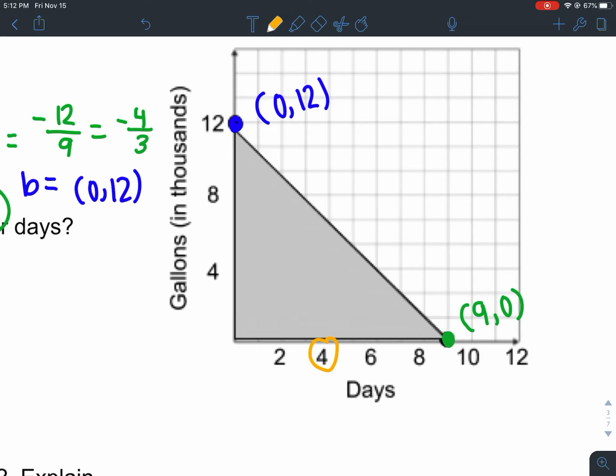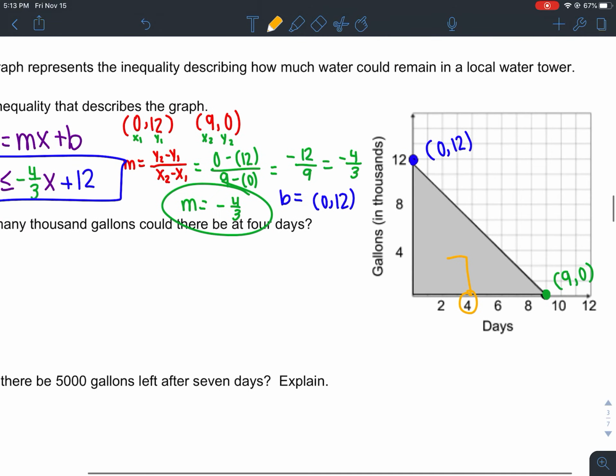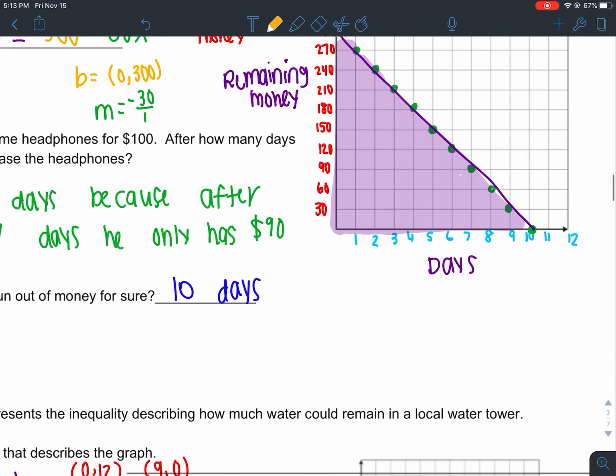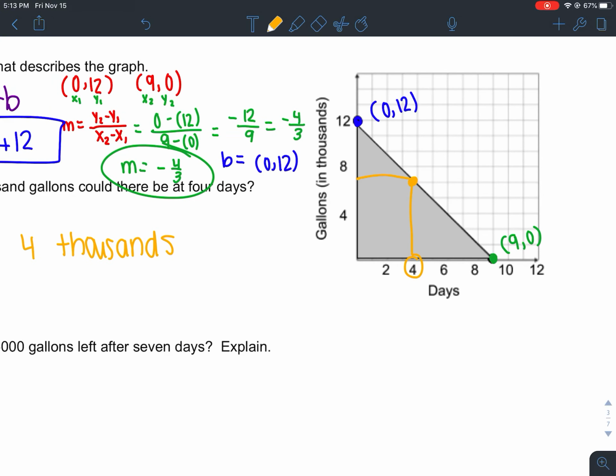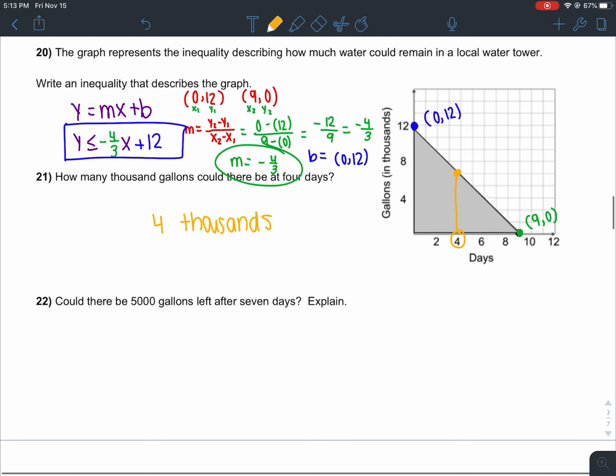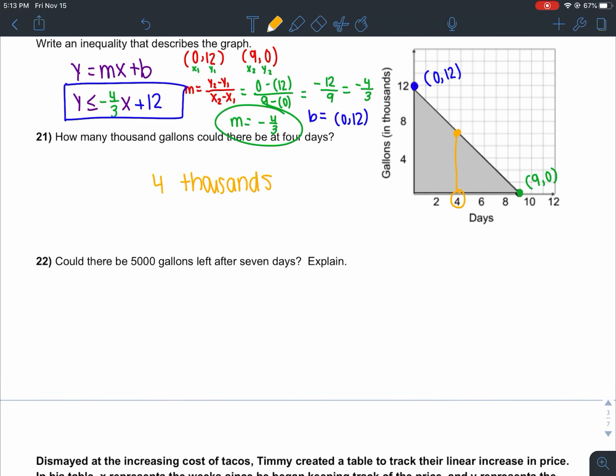You could have 0 gallons. You can't have 12 gallons though, right? Because 12 gallons would be if there was a point here, and that's not a solution. Remember, solutions are in your shaded area. So after 4 days, we could say we could have 4,000 gallons. There's lots of answers for this. Anything that's located in the shaded area along this line here. It looks like it's about 7,000 gallons all the way to 0 gallons, anywhere in between. Again, multiple answers for that one.